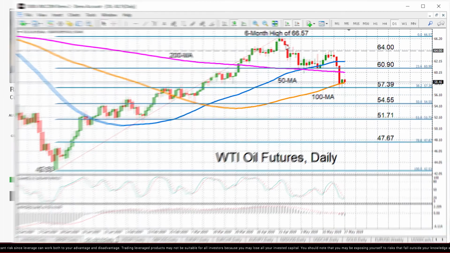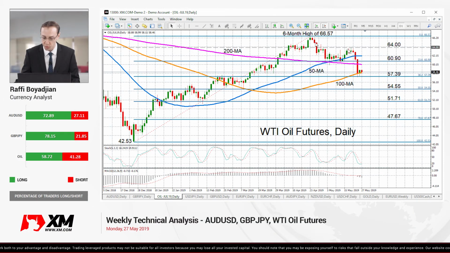Also, oil needs to beat that high in order to resume its uptrend and prevent the current neutral picture in the medium term from turning bearish. So that's it from me.